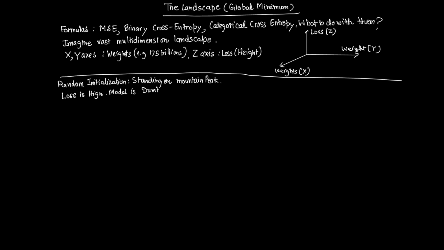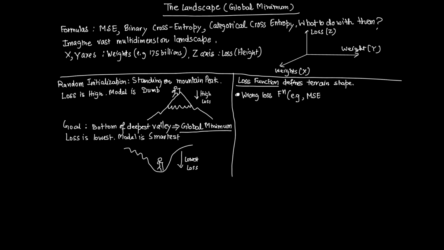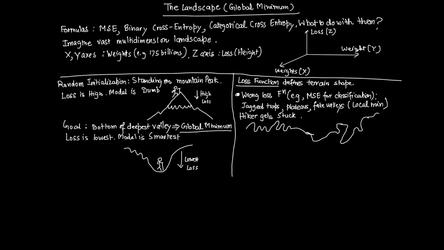If you want to get to the bottom of the deepest valley, that point is called the global minimum. That is where the loss is lowest and the model is the smartest. The loss function defines the shape of this terrain. If you pick the wrong loss function, like MSE for classification, you create a landscape full of jagged traps, flat plateaus, and fake valleys, or local minima. The hiker gets stuck. If you pick the right loss function, like cross entropy, you create a smooth, steep slope that leads directly to the bottom.